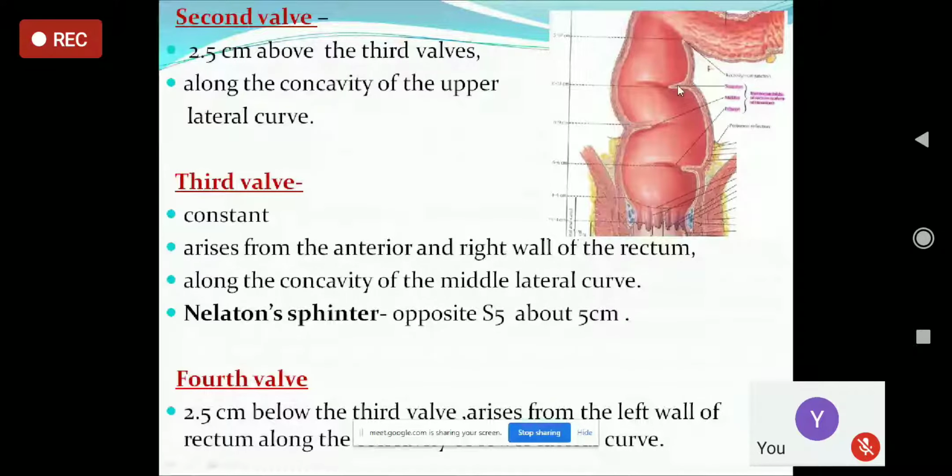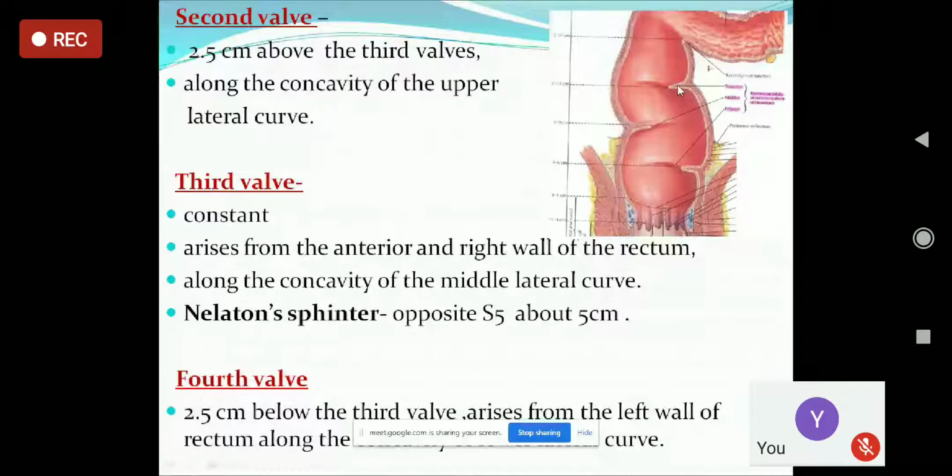So venous drainage, look at it. All the veins from the upper part join to form the superior rectal vein, and it drains into the inferior mesenteric vein. Similarly, the middle rectal vein from the middle part joins and drains into the internal iliac vein, whereas the inferior rectal vein from the lower part drains into the internal pudendal vein. The superior rectal vein and inferior mesenteric vein belong to the portal system, whereas the middle rectal and inferior rectal are part of the systemic veins. So portosystemic anastomosis occurs in the rectum.